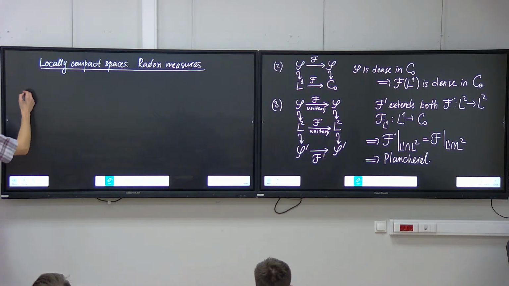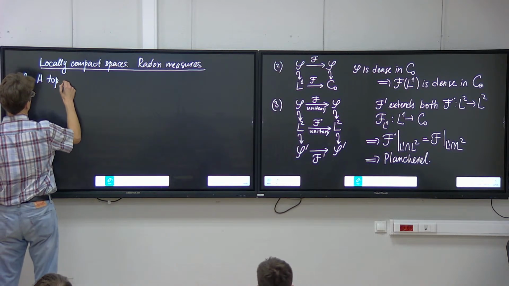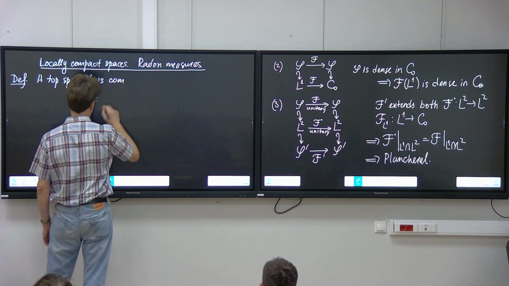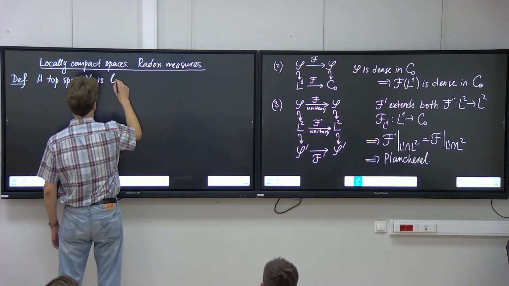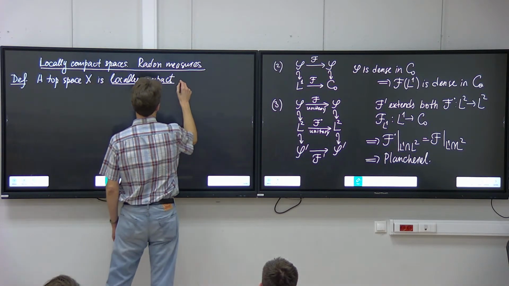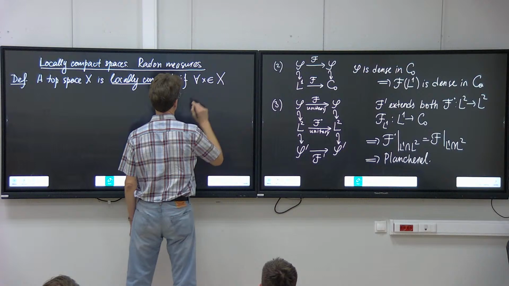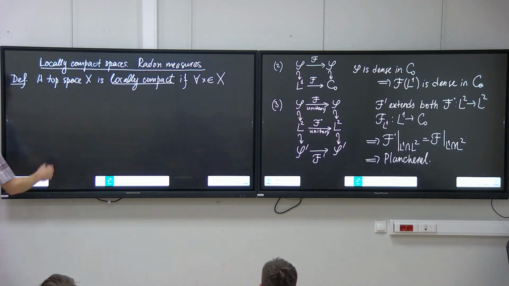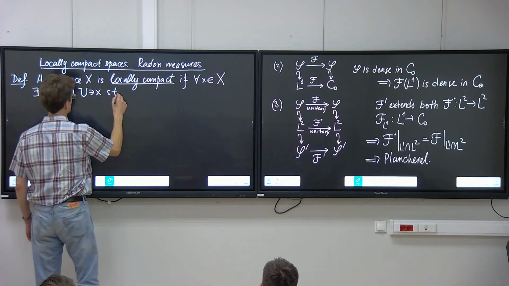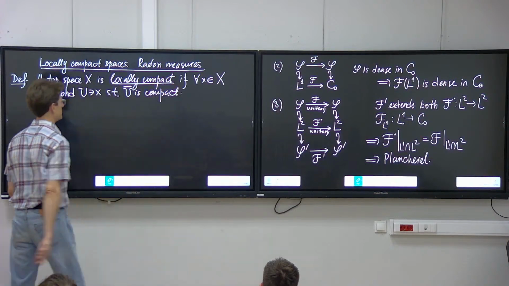First, let's recall the following standard definition. If we have a topological space X, it is locally compact if for every point x in the space there exists a neighborhood U of x such that the closure of U is compact.